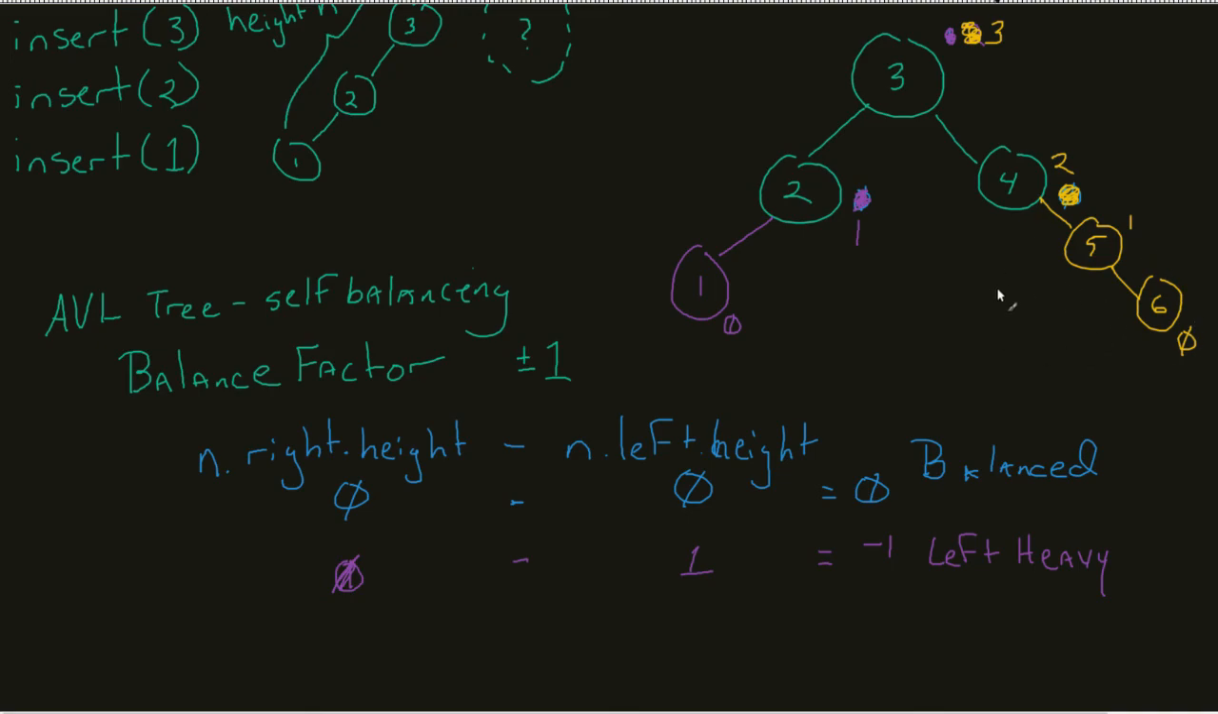So the same kind of factors are coming into play. If I looked at the balance factor of my 3 node, I take the height of my right child. The height of my right child now is 2, subtracted by the height of my left child, which is still 1, and in this case we get a positive 1. Now, same kind of thing that we saw. It's not balanced, it's not left heavy, it's right heavy.